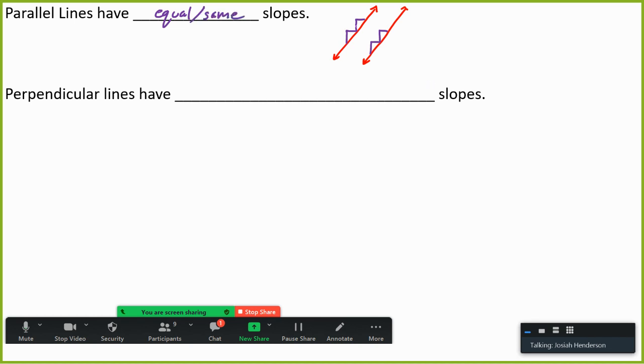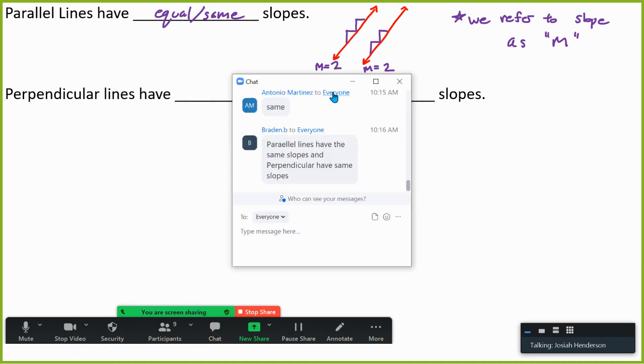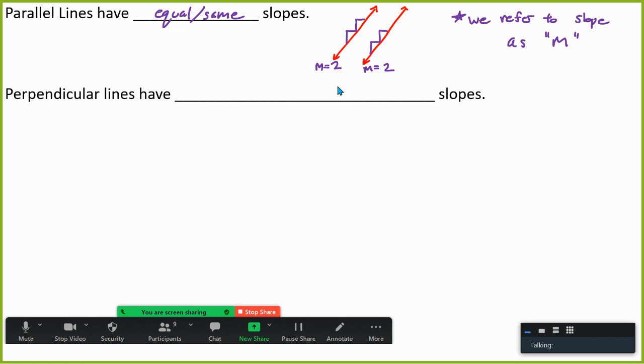So for example, if these two lines I've sketched here, if this has a slope of maybe 2, then that means the other line also has a slope m of 2. Side note, a reminder, I'm going to put this on our notes. We refer to slope as m, okay, little m. I'm going to do that for the rest of today. You're going to see it in Edmentum. You've probably seen it before. Good, folks. Thanks for answering that question about parallel lines.